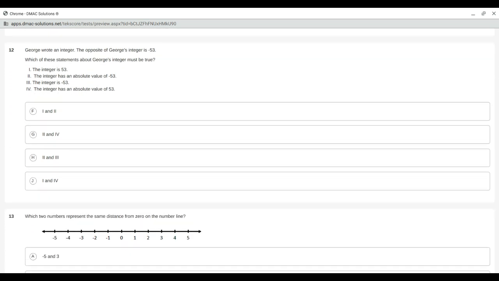Number 12. George wrote an integer. The opposite of George's integer is negative 53. Which of these statements about George's integer must be true? 1. The integer is 53. 2. The integer has an absolute value of negative 53. 3. The integer is negative 53. 4. The integer has an absolute value of 53. F, 1 and 2. G, 2 and 4. H, 2 and 3. J, 1 and 4.